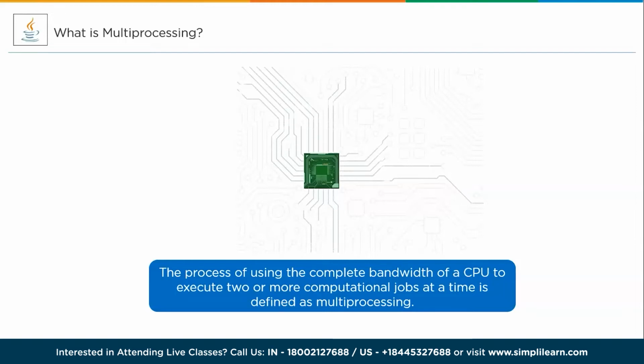So these days the latest computers come up with multiple core processors, right? Here even the processors are highly powerful, where they can execute multiple processes in one single go, or you can consider they can execute multiple tasks parallelly with respect to each other. Right, so the process of using the complete bandwidth of a CPU to execute two or more computational jobs at a time is defined as multiprocessing.